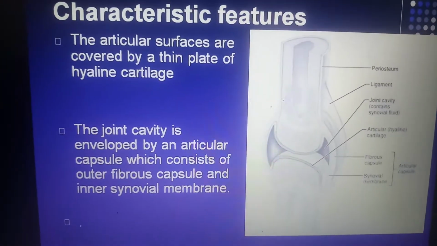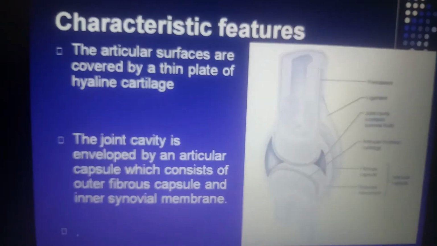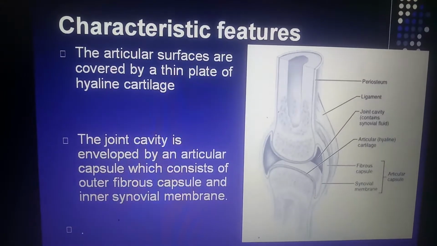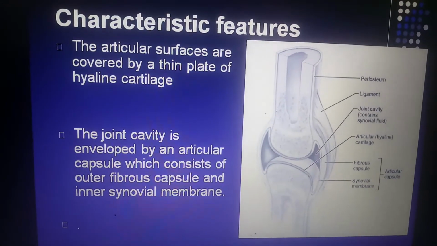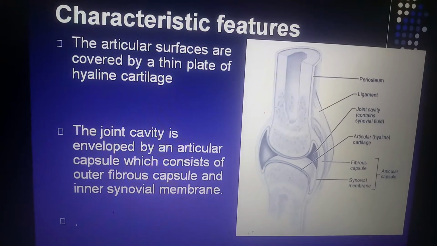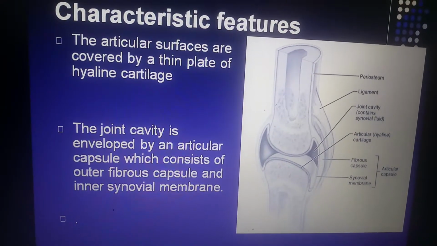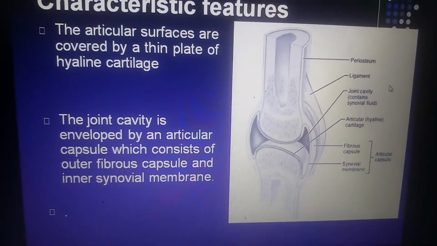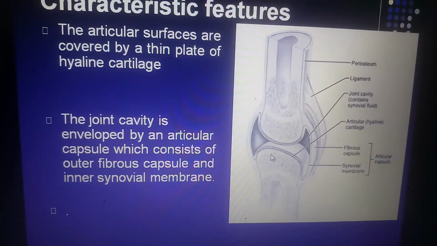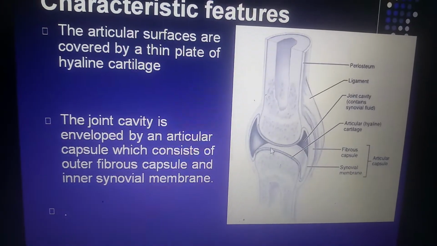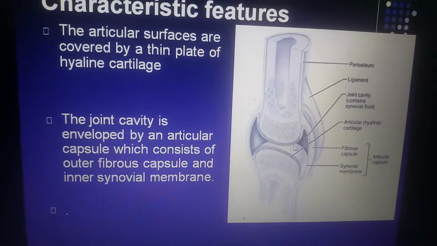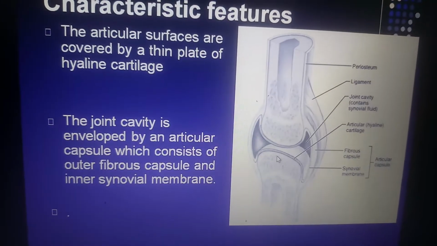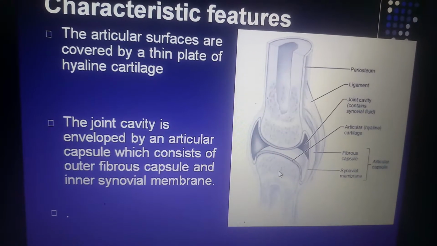What are the characteristics of the synovial joints? The articular surfaces are covered by a thin plate of hyaline cartilage, and the joint cavity is enveloped by an articular capsule which consists of an outer fibrous capsule and inner synovial membrane. In this diagram, you can see these are the articulating surfaces of the joint, and here you can see the fibrous capsule, and these bony ends are covered by the hyaline cartilage.